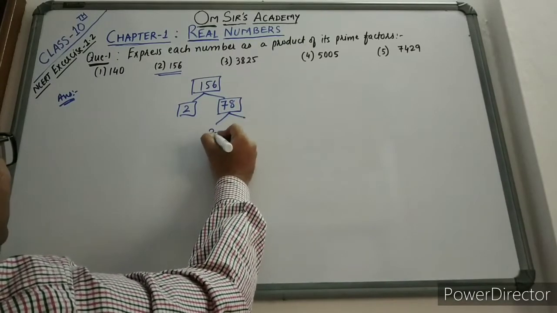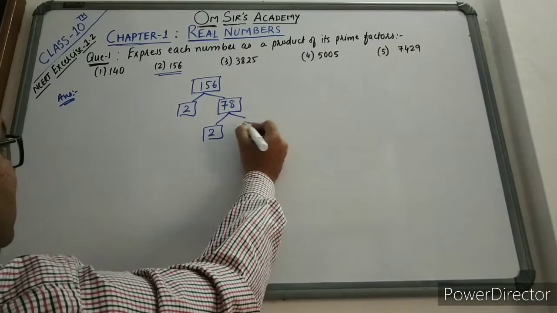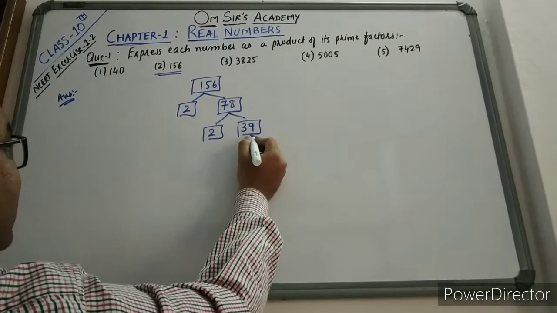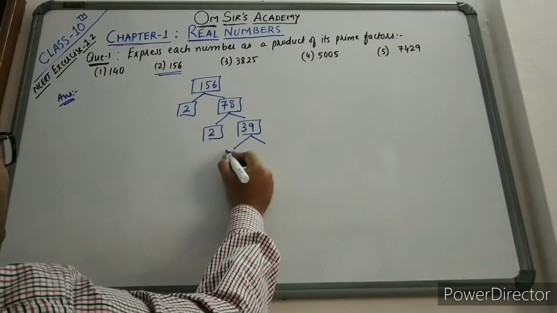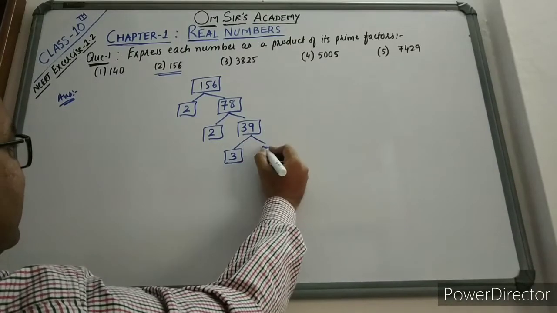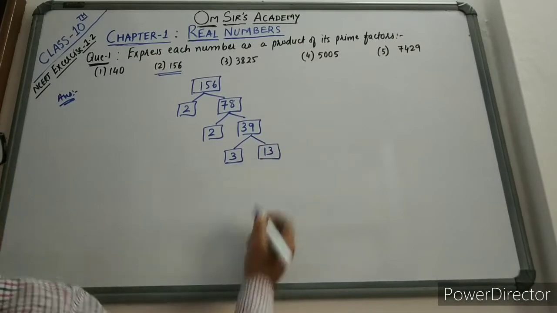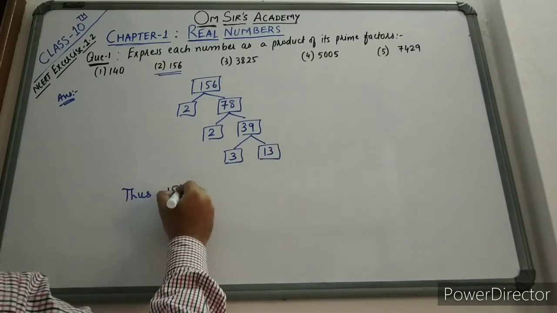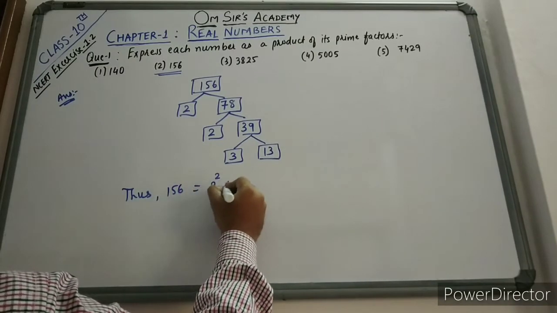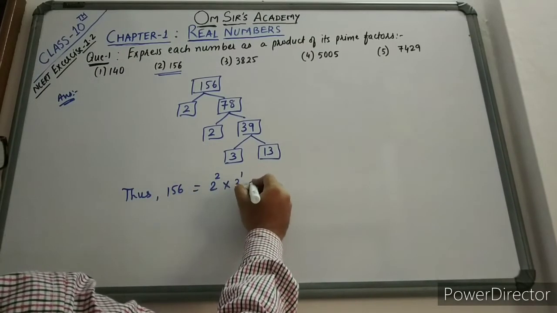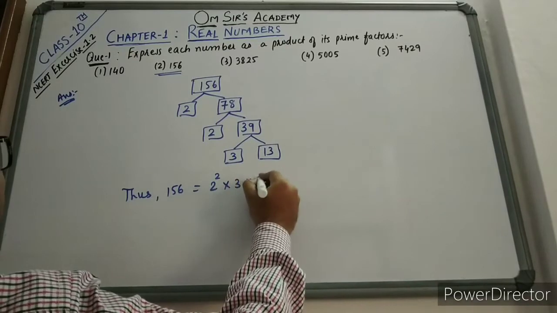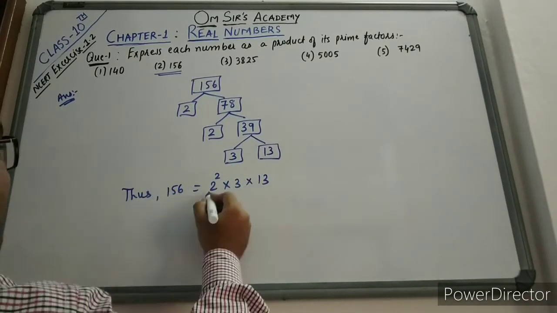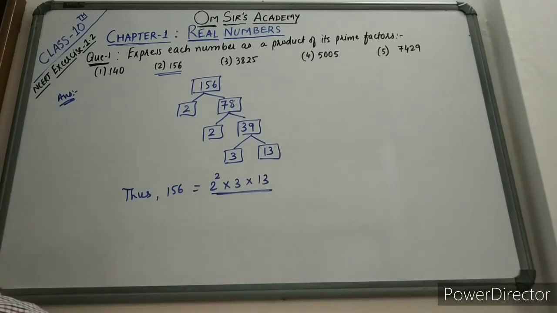2 78s are 156 and 2 39s are 78. 3 13s are 39. 1 will remain, 1 8 is 18, 2 9s are 18. Then again 3 3s are 9. So thus we can say that the prime factors of 156 can be written as 2 squared into 3 raised to 1 into 13. So these are the product of primes. Is it clear friends? So this is our second answer.